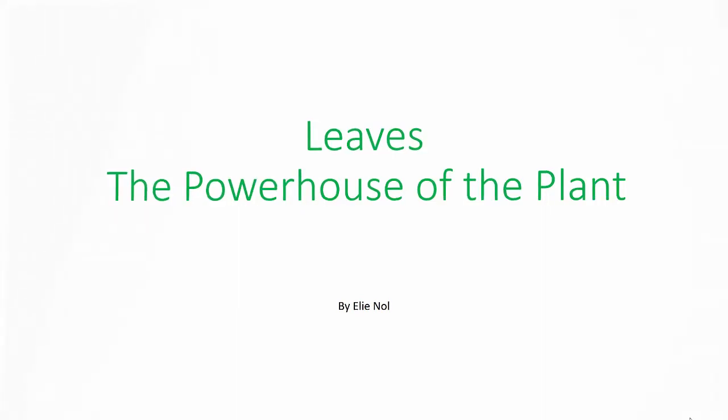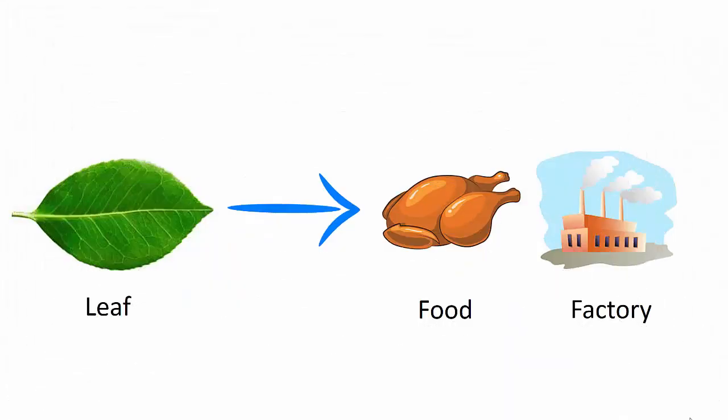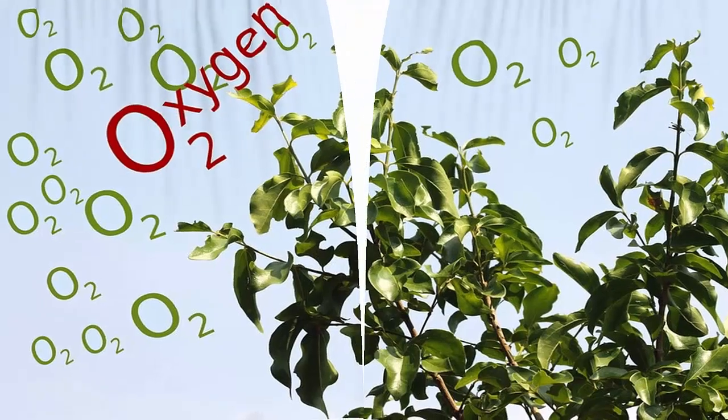Leaves, the powerhouse of the plant. Leaves are the food factory for plants. Plants are capable of producing their own food during the process of photosynthesis. We humans also benefit from the plant's photosynthesis process as it produces a byproduct, which is oxygen.